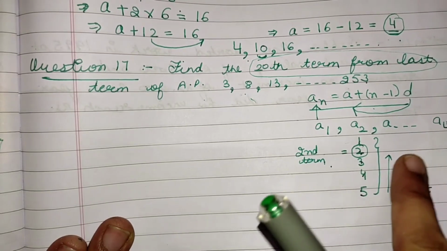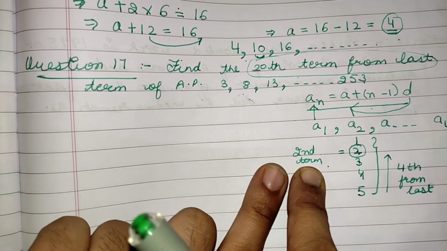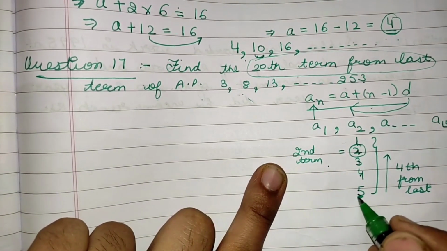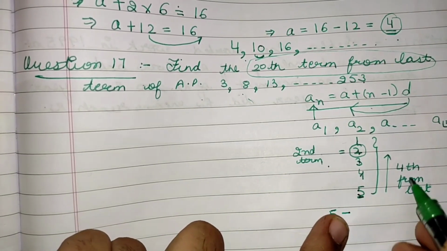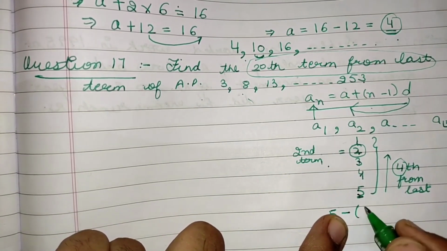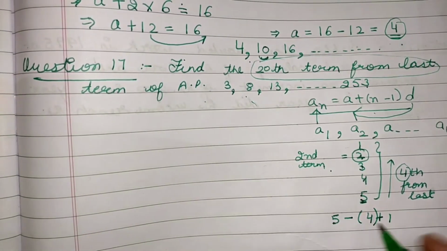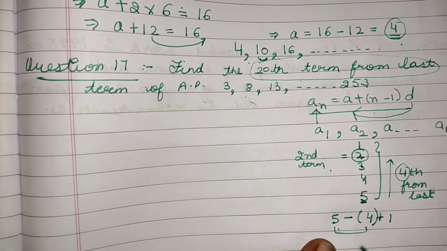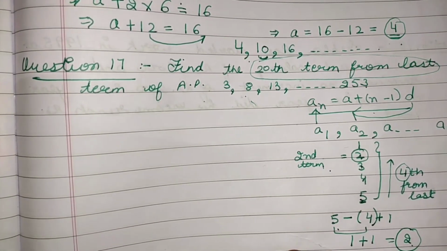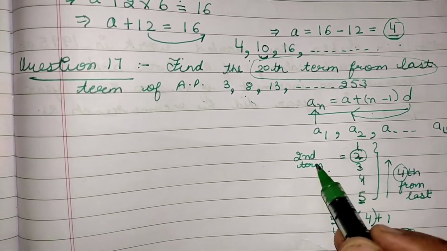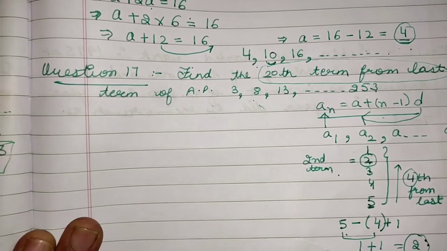So if I know the 4th term from the last, how can I get my second term from the beginning? By using this formula: total number of terms are 5, minus the number of the term from the last, plus 1. Then I will get 5 minus 4 is 1, and 1 plus 1 is equal to 2. Means this is my second term from the beginning. So the same process we are going to use here.